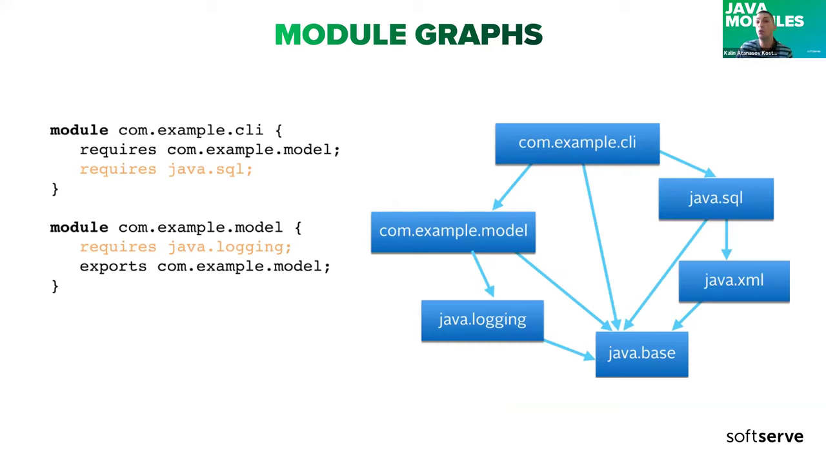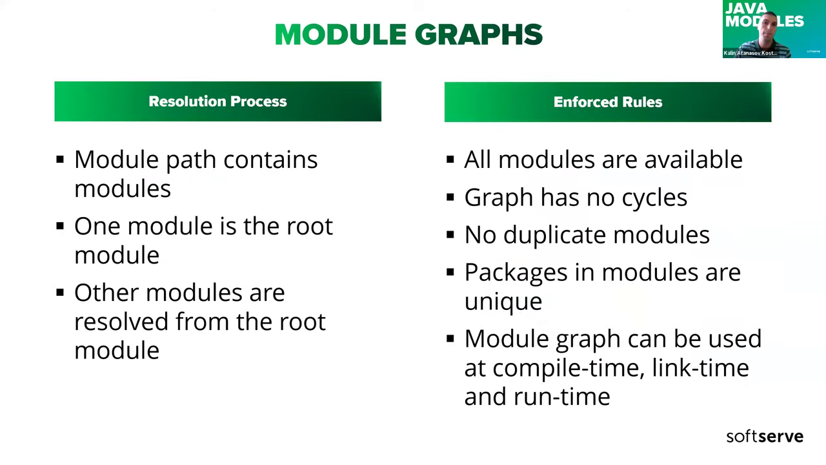The CLI depends not only on the model, but it also depends on java.sql, which itself depends on java.xml. The model also depends on logging, and they all depend on java.base, because every module, either explicitly or implicitly, depends on java.base. The module graphs can get really large and complex, but the module system can easily build a module graph from the module specifications. I will also be showing this in the demo shortly. And then it can resolve all the modules needed for the application.